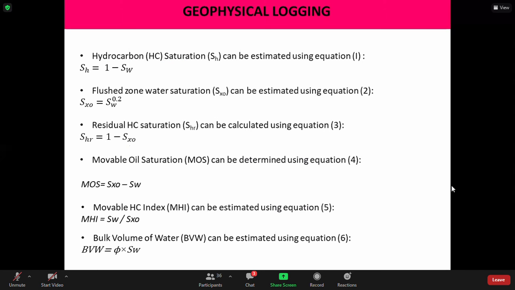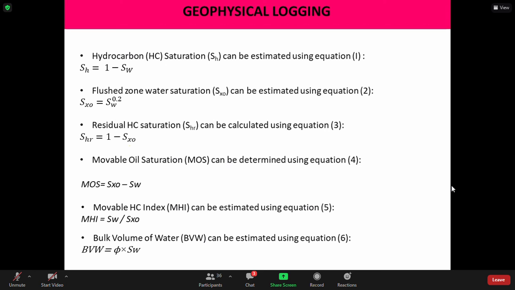Okay, 1 over porosity square. And if we are able to estimate the water saturation, then we can get our hydrocarbon saturation using this formula. Like I said, water saturation plus hydrocarbon saturation equals 1. So if you want to estimate your hydrocarbon saturation, you substitute the formula: SH equals 1 minus water saturation.